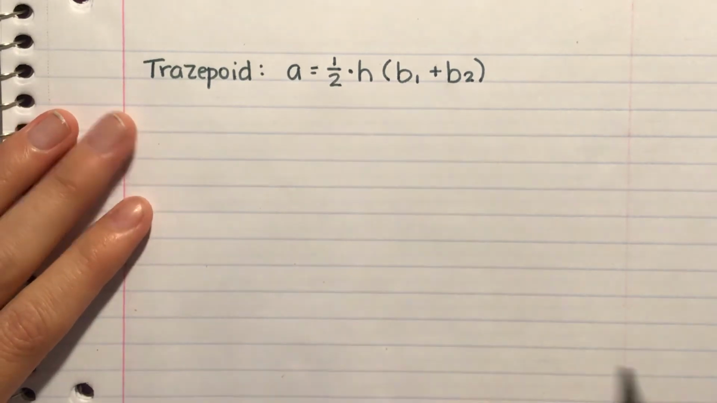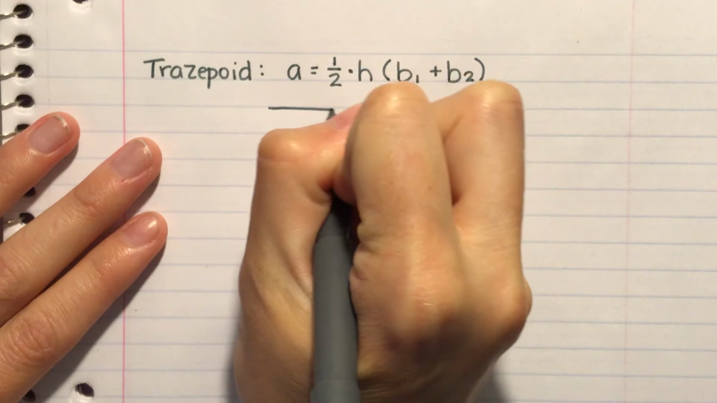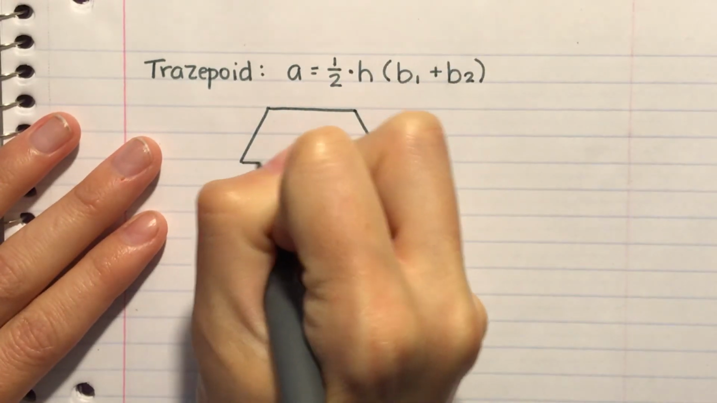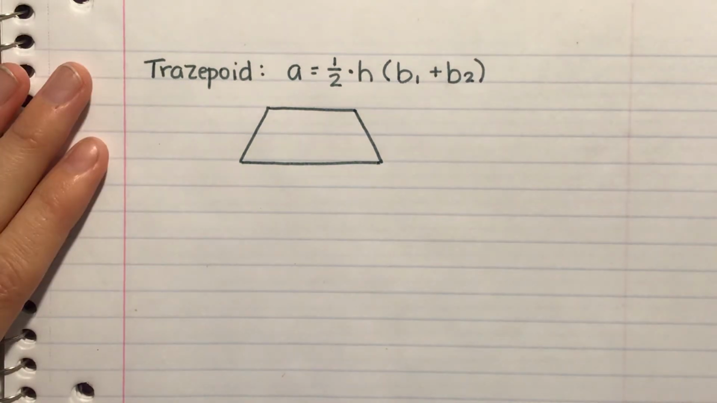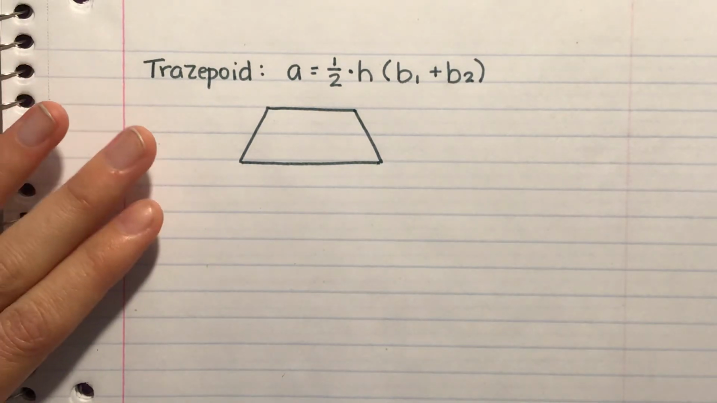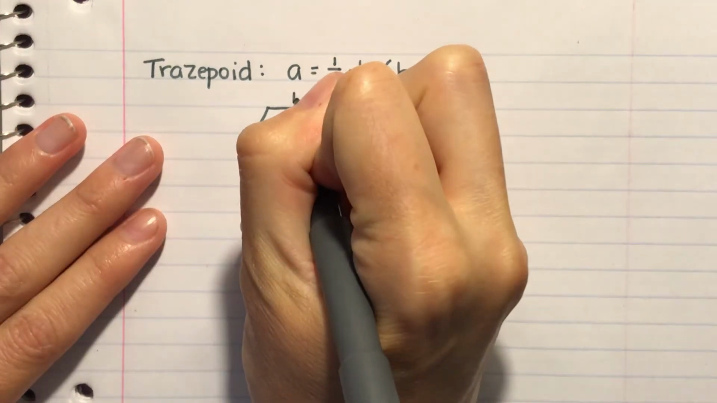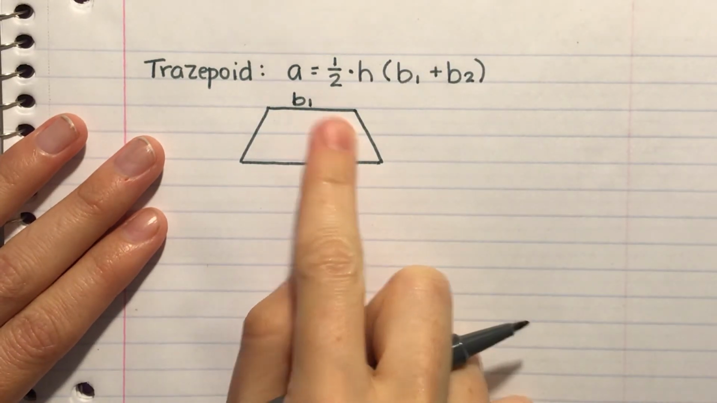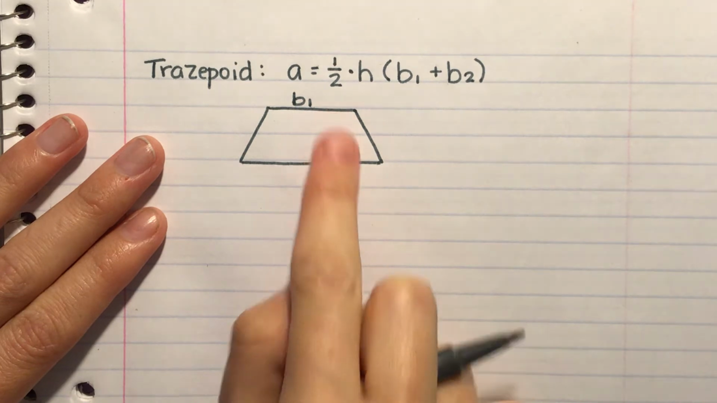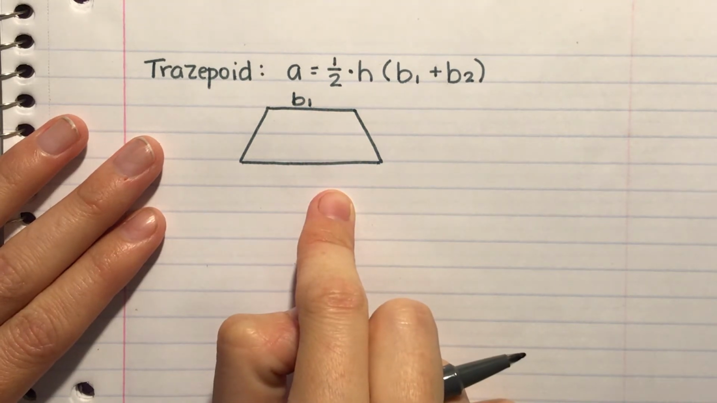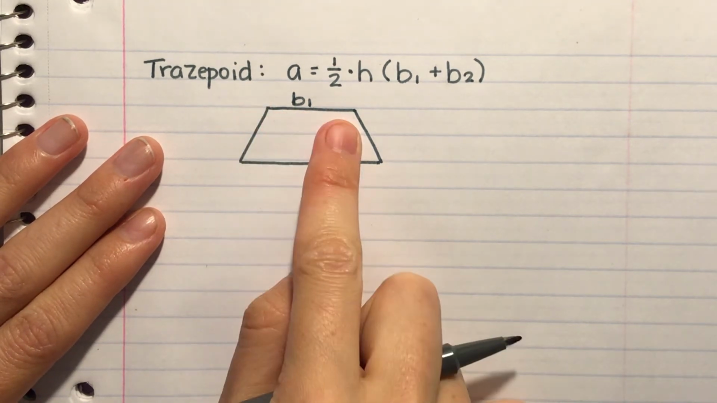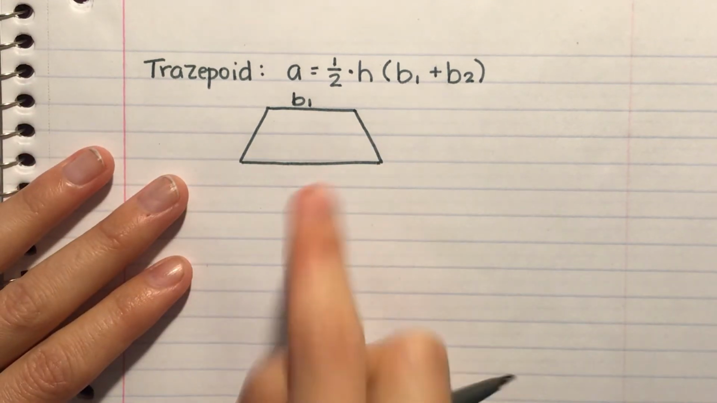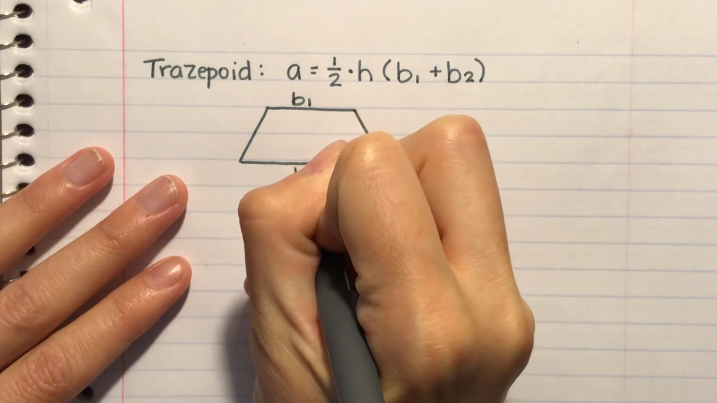Let me draw out a diagram for you of the trapezoid so you understand these different parts. A trapezoid is going to look something like this. Okay, B1 is whatever the length of the top is, because in a trapezoid, the top and the bottom aren't going to match. So B1 is whatever one of the top or bottom is. B2 is on the bottom.